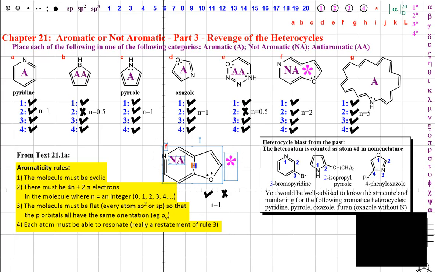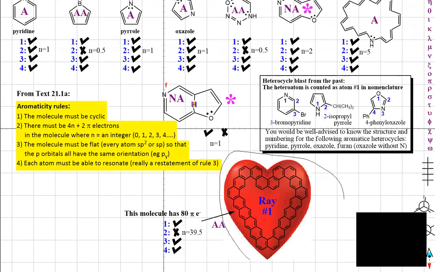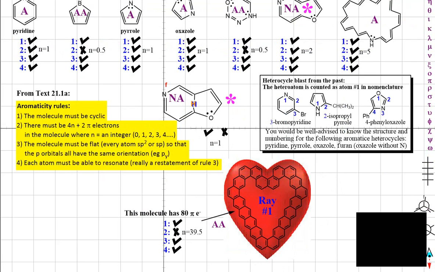And one more little interesting molecule to explore. Some of you are familiar with this thing I created for a celebration of the birth of Ray. Upon further analysis, the molecule has 80 pi electrons. That's 40 pi bonds. To solve 4n plus 2 equals 80, you have to use a fraction, 39.5, which means the molecule is anti-aromatic. The celebration molecule will not be aromatic.